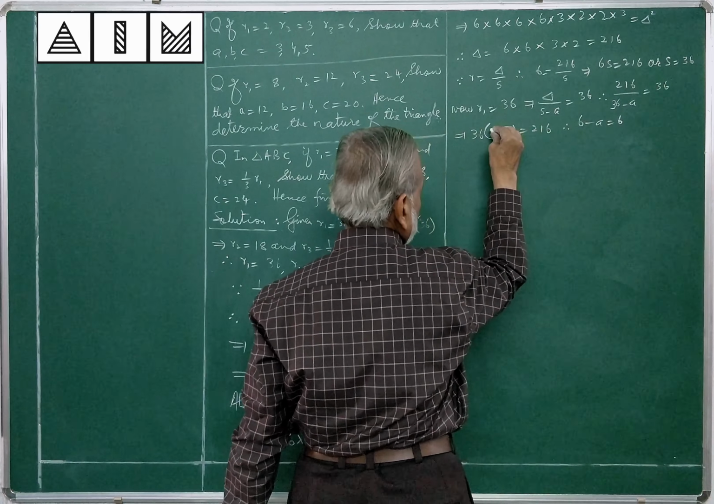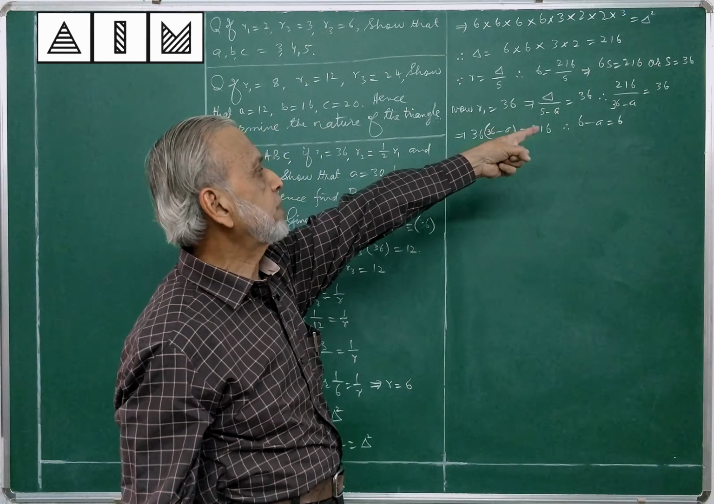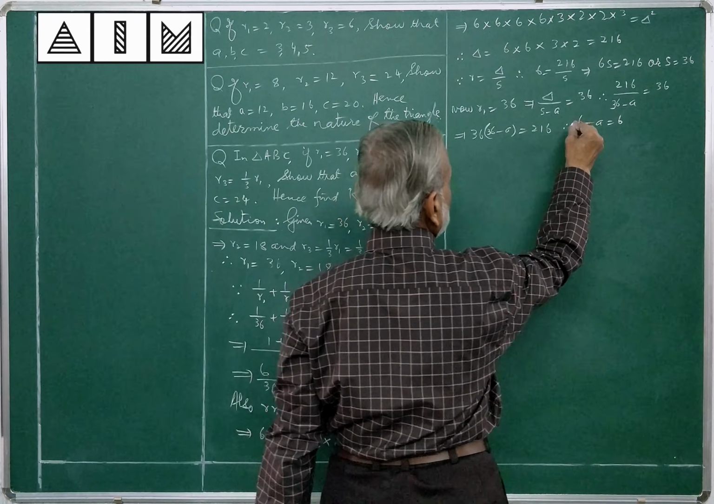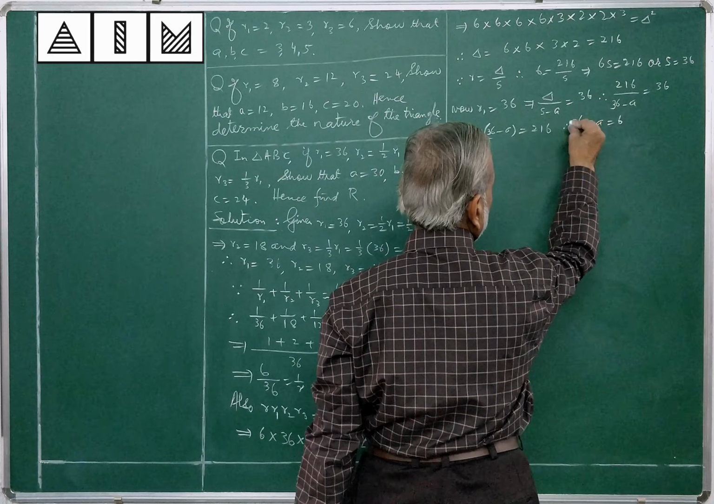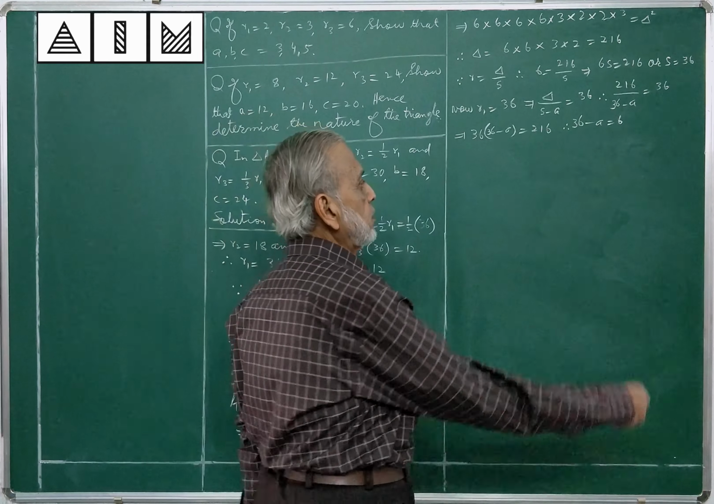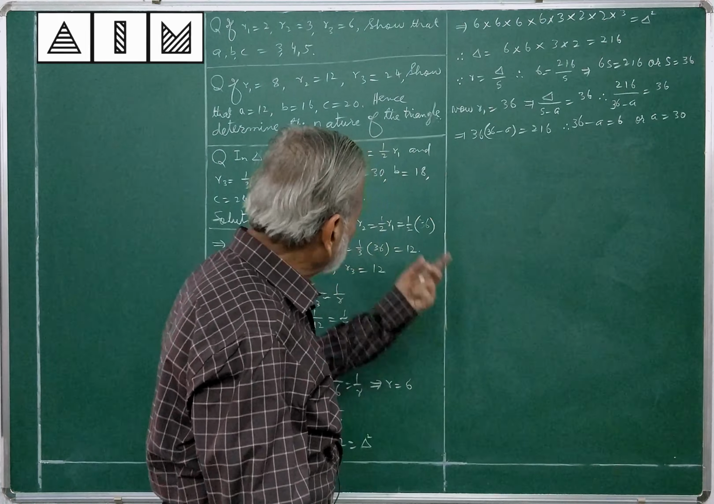S is 36, please watch. S is 36, so 36 minus A, this is 6 into 36 minus A, so 36 minus A is equal to 6. 36 6 times, 36 minus A is equal to 6, this will give you A is equal to 30. If not very clear, see R2.